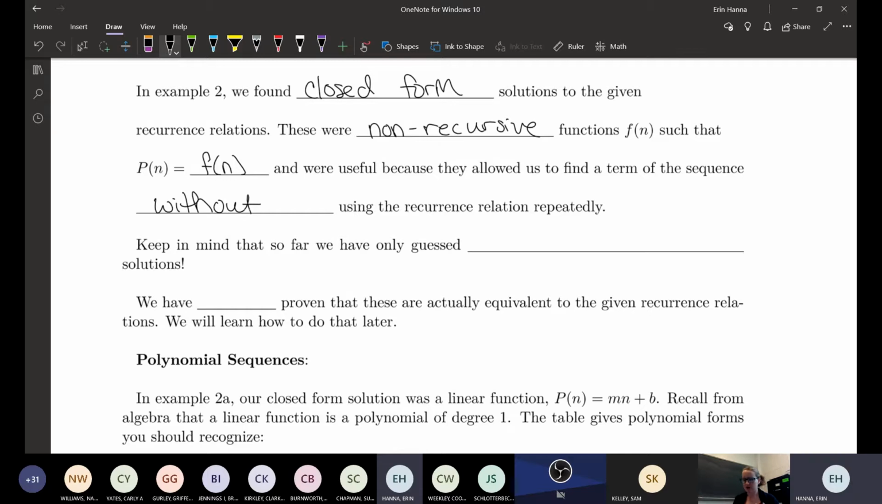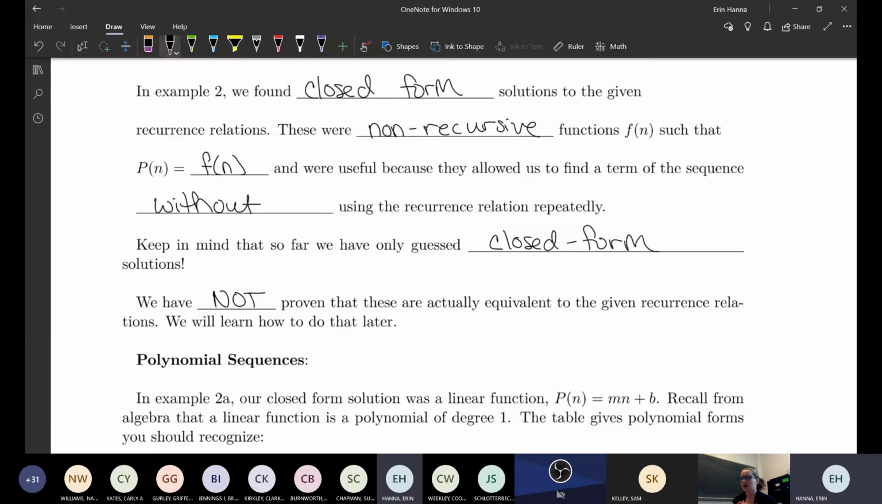Keep in mind, I've already mentioned that so far we've only guessed at closed forms. Closed form solutions. Up to this point, we have not proven that these are actually equivalent to the given recurrence relations. We're going to know how to do that later.